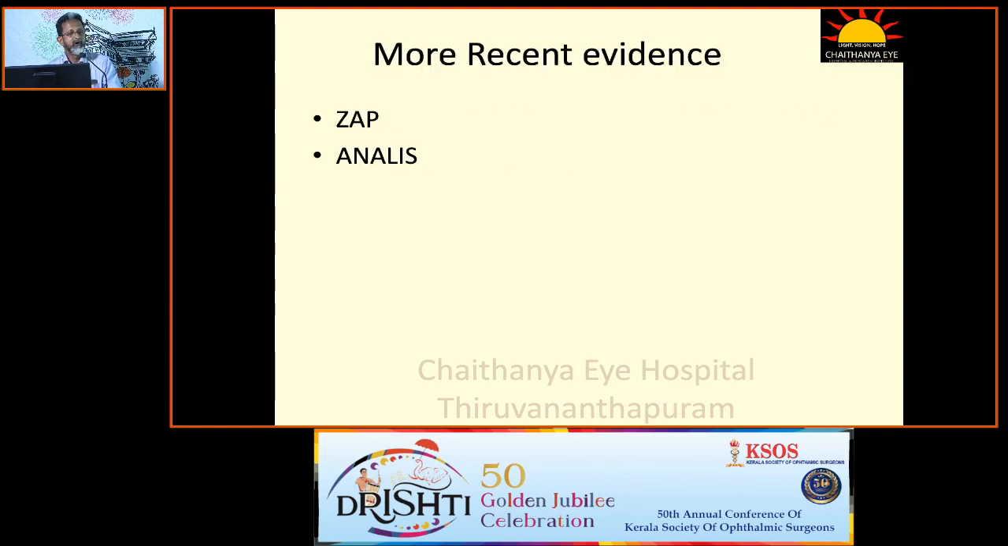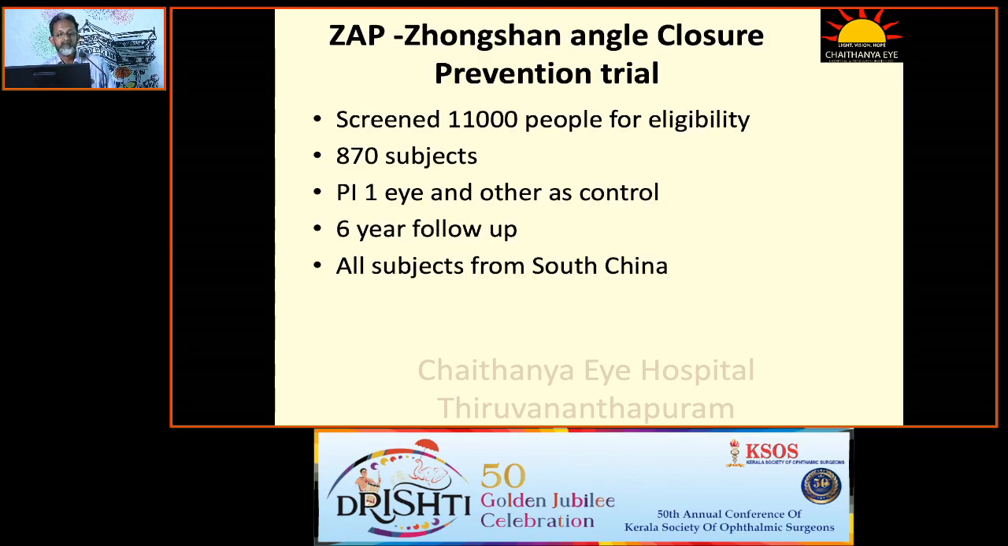But now we have more recent studies, a couple of them, which have actually given us experimental data. The first of them is the Zhongshan Angle Closure Prevention trial, ZAP. It screened a large number of subjects, 11,000. 870 of these subjects were enrolled, with PI in one eye and the other eye as control, and a 6-year follow-up.